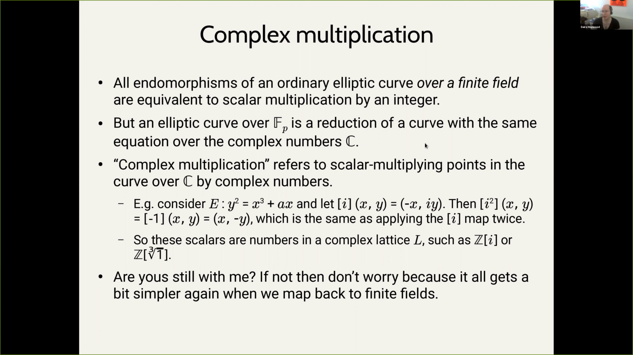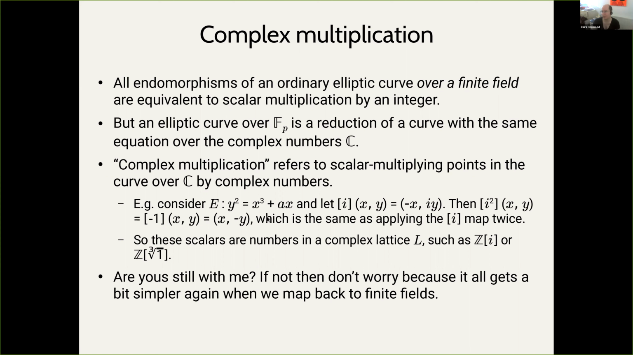But suppose that we take the elliptic curve with coordinates in the complex numbers. So reducing the curve over Fp is effectively reducing these coordinates mod p. And then what complex multiplication is, is that you can scalar multiply points on this curve by complex numbers instead of integers.